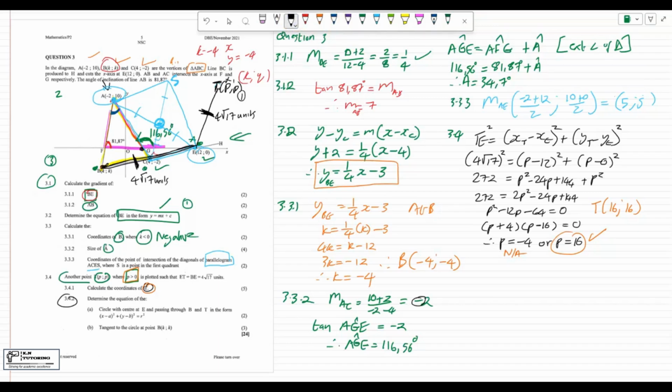3.4.2: determine the equation of the circle with the center at E and passing through B and T, in the form of... Okay, it's going to get messy, apologies, but let's see. What are they saying? They are telling me that there's another circle in this sketch that has its center at E. The circle passes through the coordinates B and T. So the circle will pass here and here. If I were to draw that, the circle would be like that.